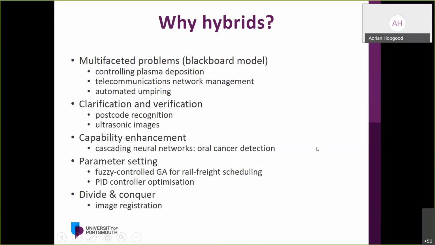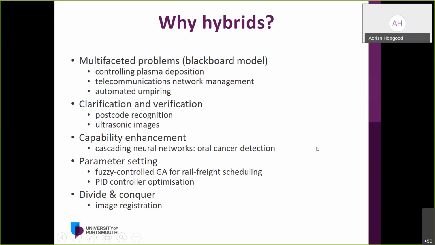So I'm coming towards the end. Let's just wrap up on why hybrids. Hopefully I've given you 5 examples, 5 justifications. I think the first 2 are really important. Multifaceted problems, most practical problems, have many different aspects which require different techniques. Each technique is quite narrow in what it can achieve, but together, those techniques working together can solve a broader problem. I also talked about clarification and verification, using one technique to validate and verify the conclusion of another.